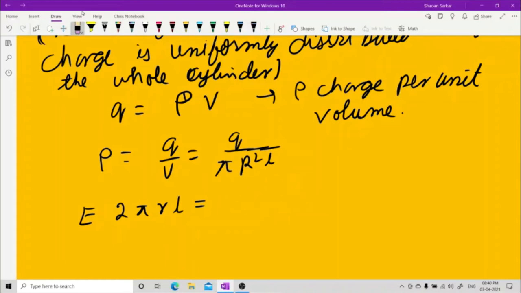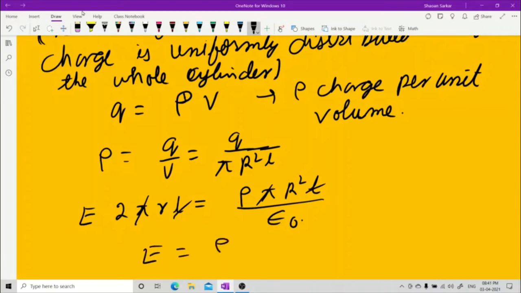So from here I'll get Q as rho, the charge per unit volume, into pi r square L, upon epsilon naught. Now from here you can see, pi and L cancel out. Your E is nothing but rho r square upon 2 epsilon naught r.